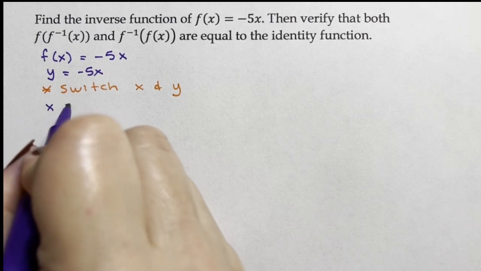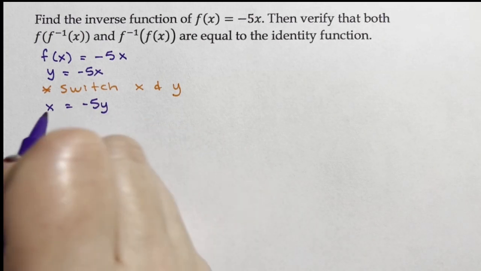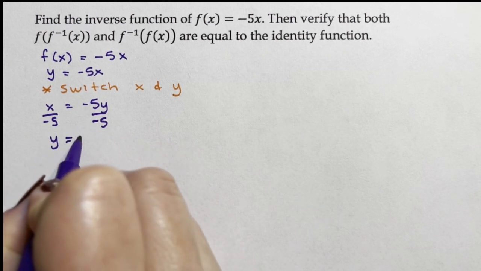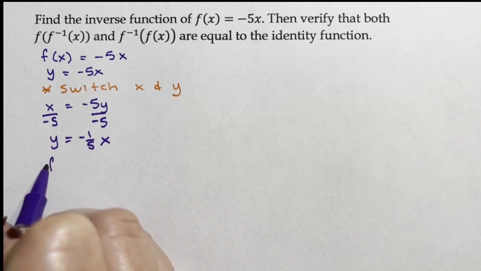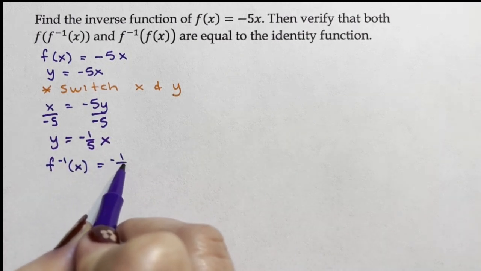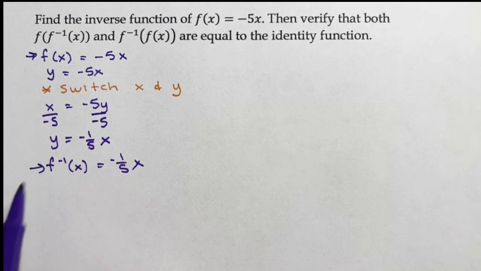So x equals negative 5y, and then we'll solve for y. Well, to solve for y, we just need to divide by negative 5. So y is equal to negative 1/5 x. So f inverse of x equals negative 1/5 x. So now we have a function and we have an inverse.